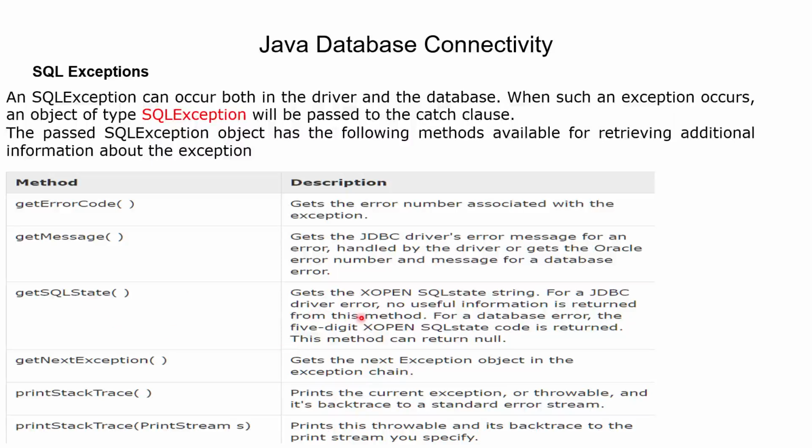The getSQLState gets the SQL state string for the JDBC driver error. No useful information is returned from this method. For a database error, the 5-digit XOpen SQL code is returned. This method can return null, but it is still worthwhile returning anything in. It will help you troubleshoot. getNextException gets the next exception object in an exception chain. The printStackTrace prints the current exception or throwable and its backtrace to the standard error stream, and printStackTrace with a print stream prints this throwable and its backtrace to the print stream you specify.